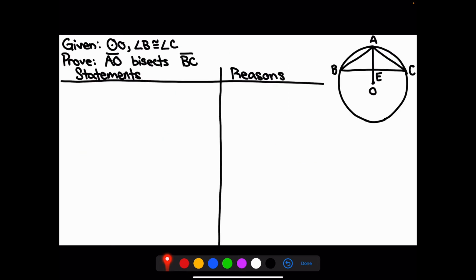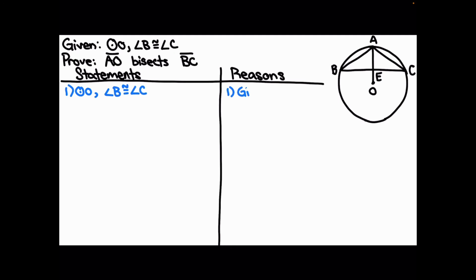All right, here is another proof for us. Given circle O, and we know that angle B is congruent to angle C, we want to prove that AO bisects segment BC. So we want to show that these two segments are congruent. To get started, we write out our given: circle O and angle B is congruent to angle C.